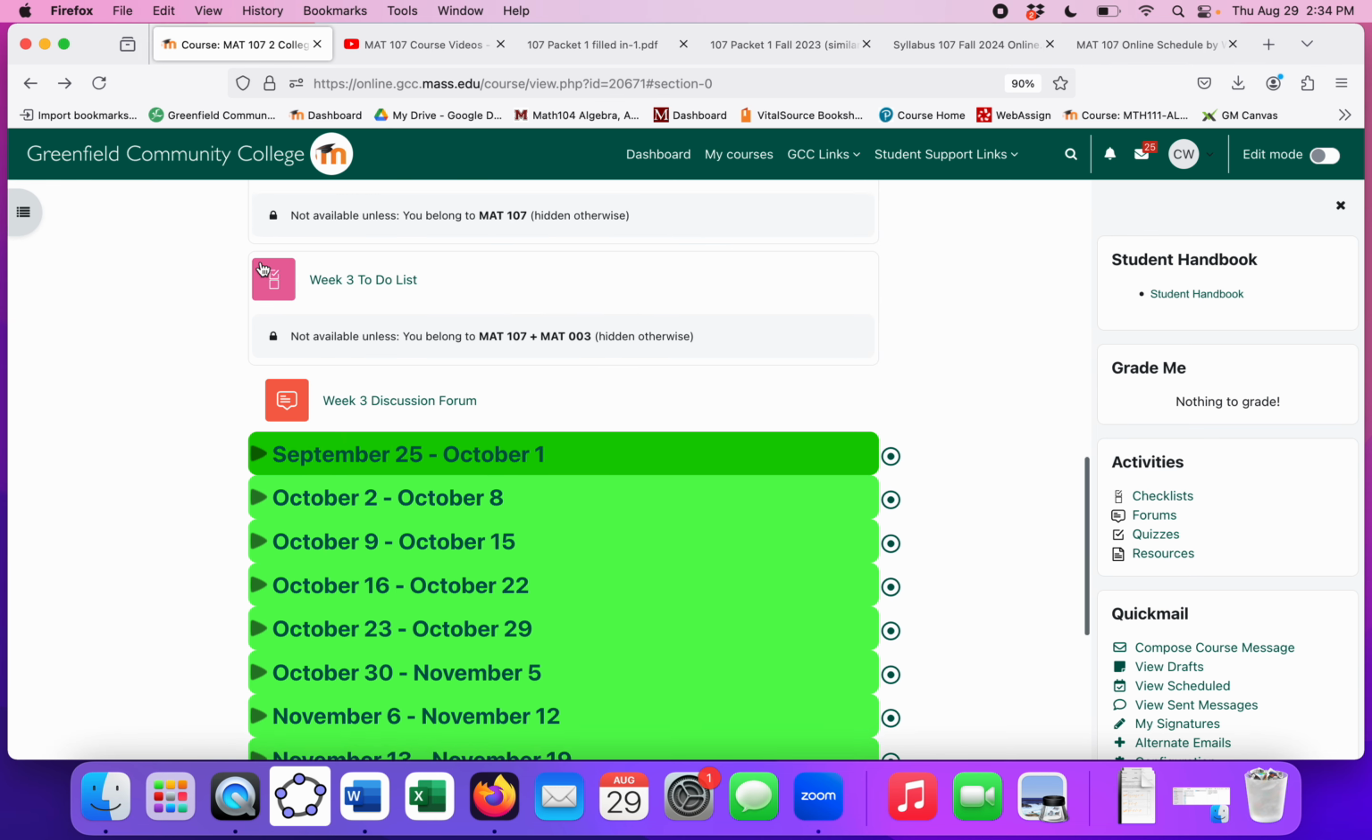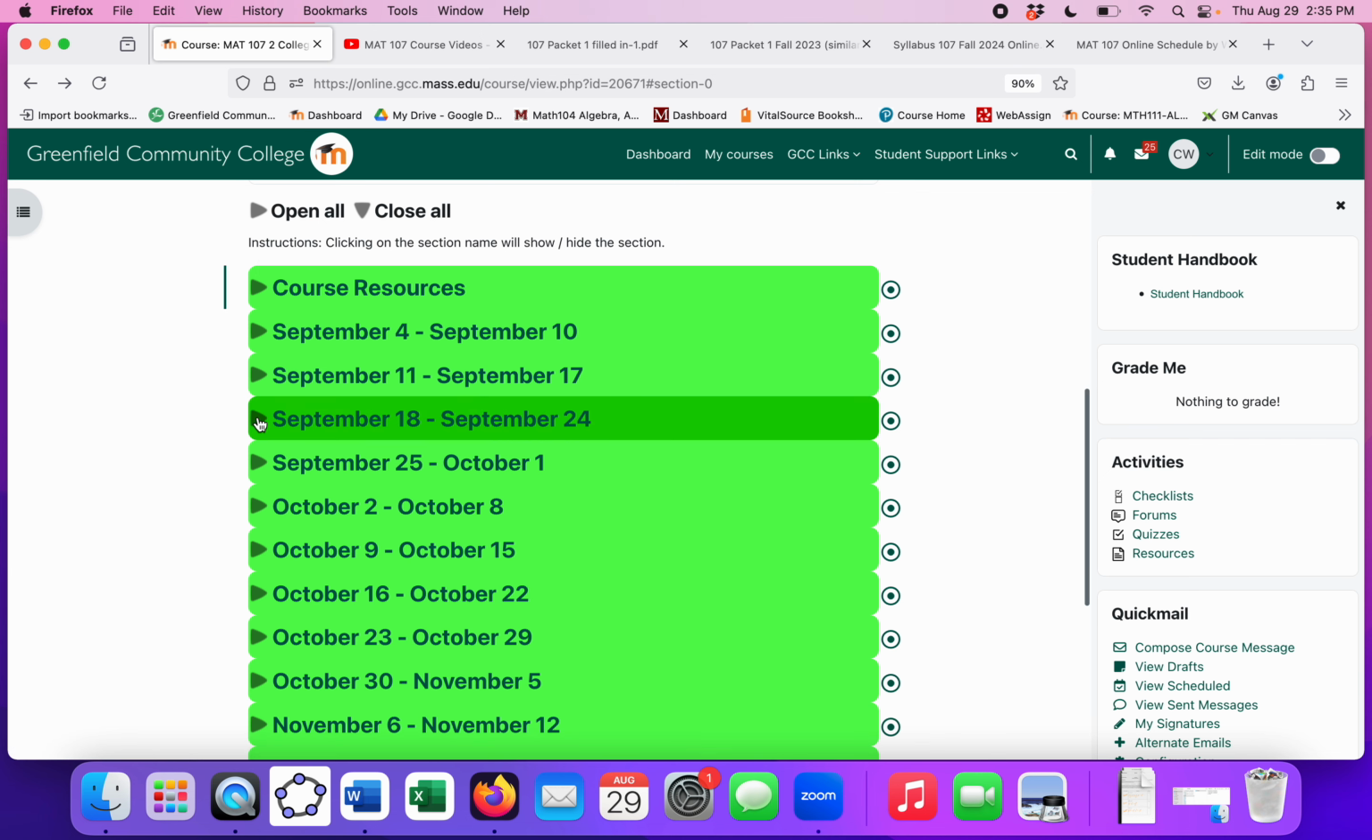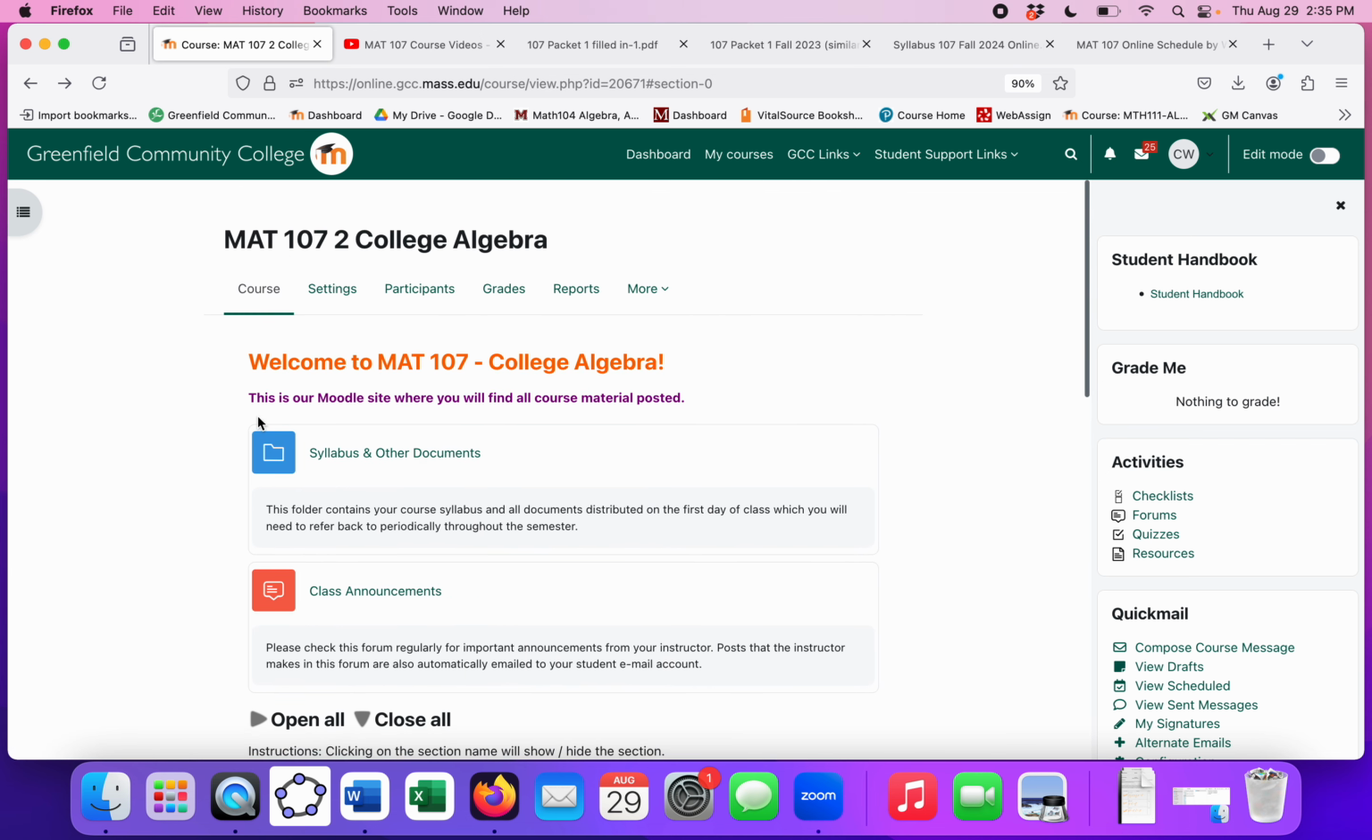Let's see. One other thing I want to show you in Moodle is where to find your grades. So up along the top here of Moodle, there's a little tab called Grades. You click that, and that's where you'll find your grades for anything that you do in Moodle. Your homework grade will always be in MyLab Math. Watch the MyLab Math video to get an orientation for that.